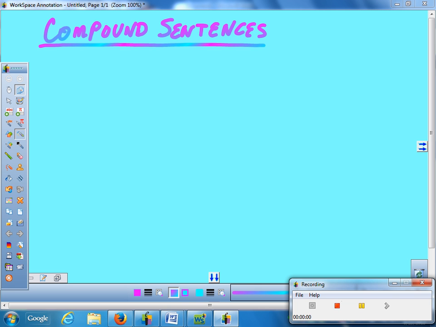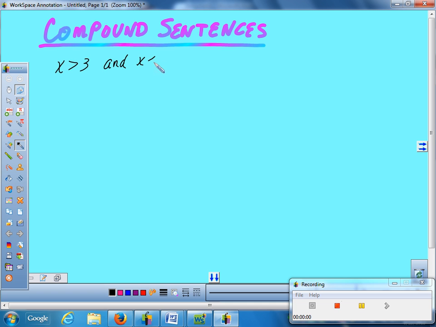But when we combine two things, we're combining two inequalities with ands or ors. So you have seen this before. Hopefully this will ring a bell in a minute. I might give you a statement like x is greater than 3 and x is less than 5. Okay, we're going to graph this out so you see what's happening. So I'm putting 3 and 5 on the number line.